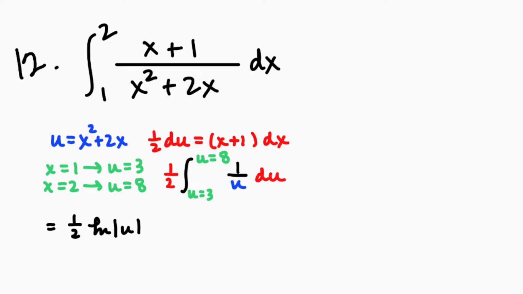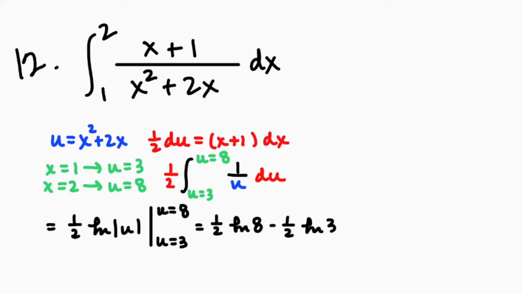And then here, where I'm about to put in my bounds of integration, I'm going to let u go from 3 to 8. And so that would be 1/2 of the natural log of the absolute value of 8 minus 1/2 of the log of the absolute value of 3. So 1/2 log of 8 minus 1/2 log of 3. And that would be a safe place to stop. Or I could apply a log property if I wanted to and write it that way. But once again, you don't have to do that if you don't want.